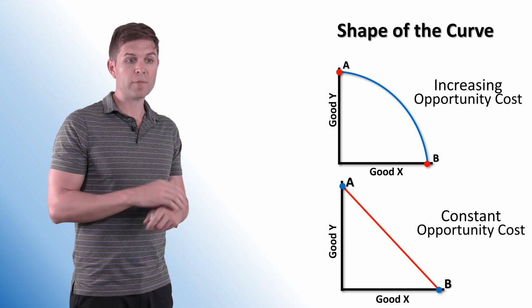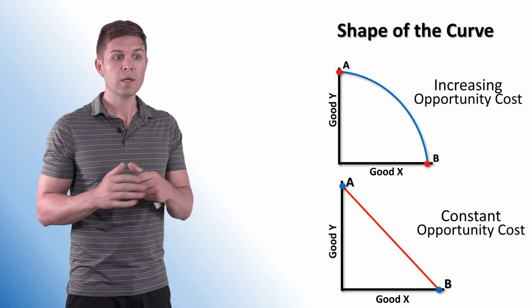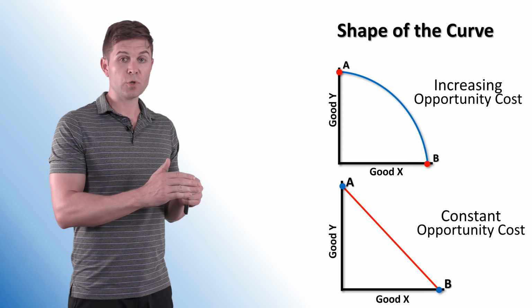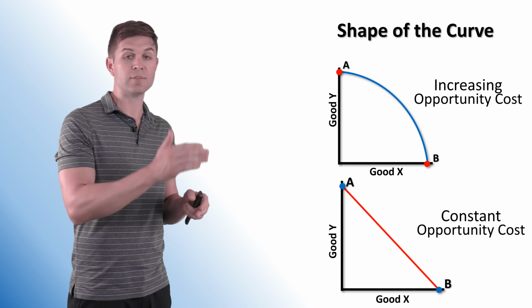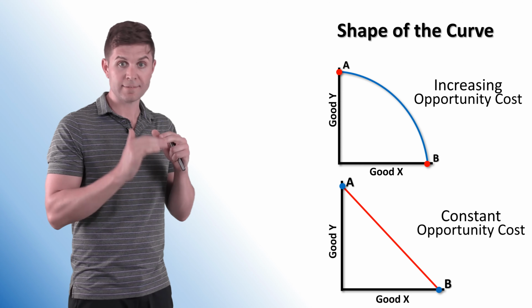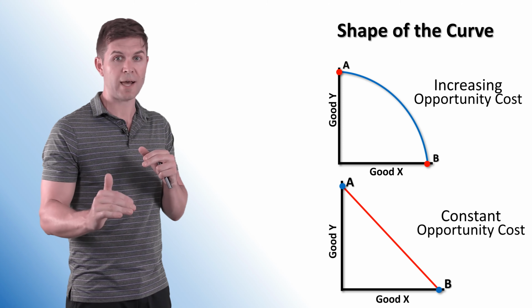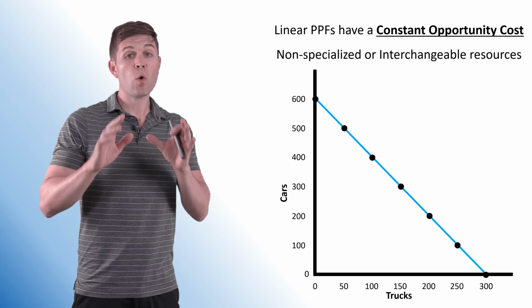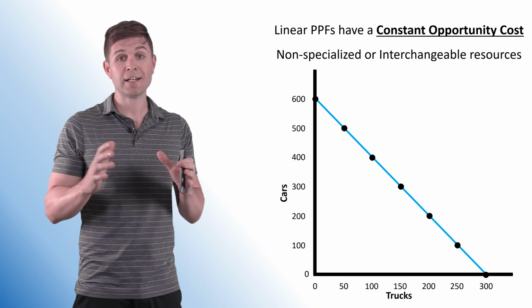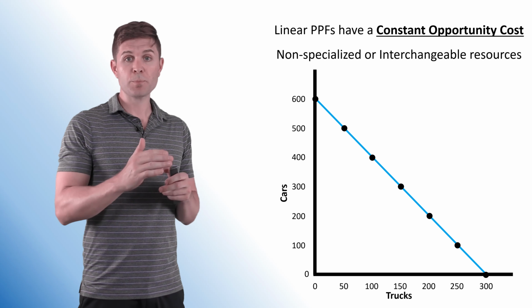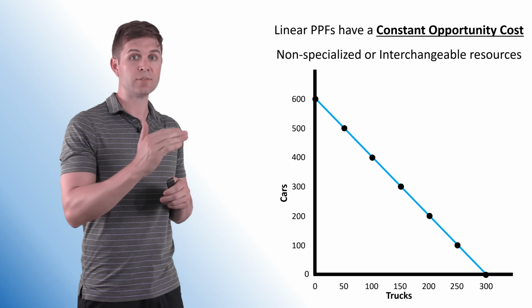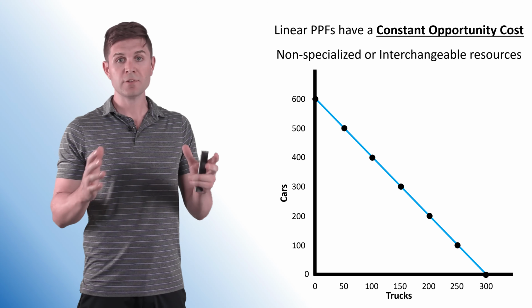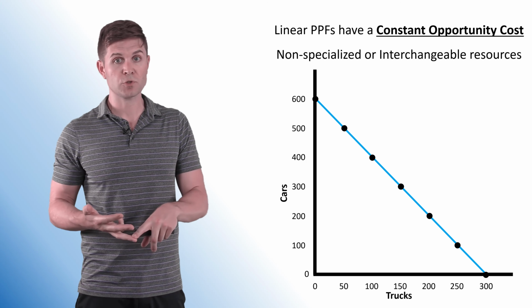Now on the bottom one, this is a constant opportunity cost. Every time we produce more of good Y, it's the same cost of good X. Every time we produce more of good X, it's at the same cost of good Y. It stays consistent through each trade-off that we make. All right, so linear or straight line PPFs have a constant opportunity cost. As we produce more of one good at the cost of another, that cost stays constant each time we want to produce. In this model, we're producing cars, we are producing trucks.